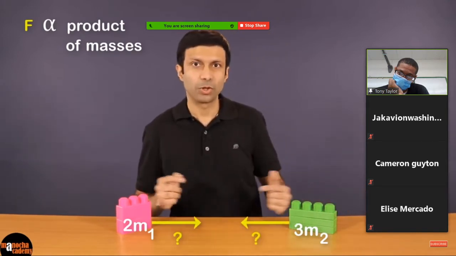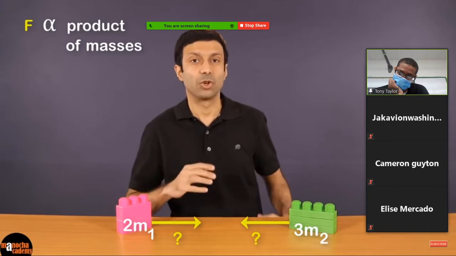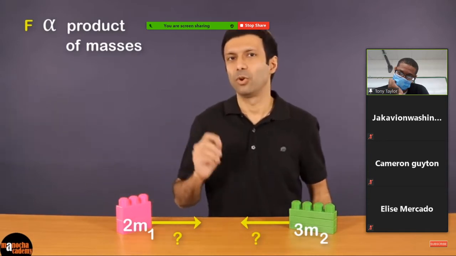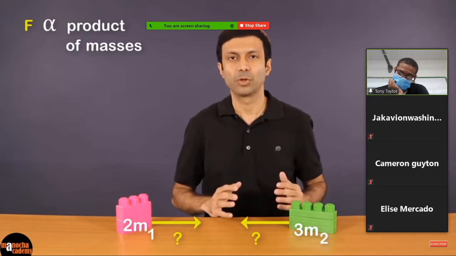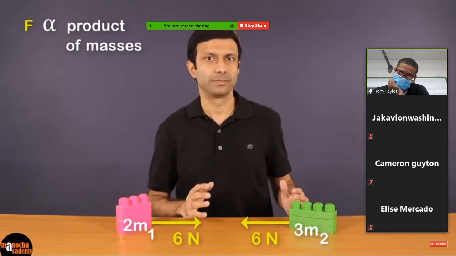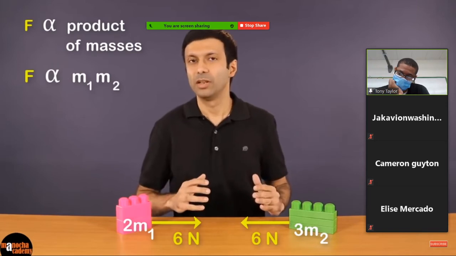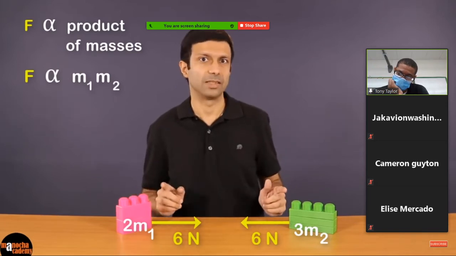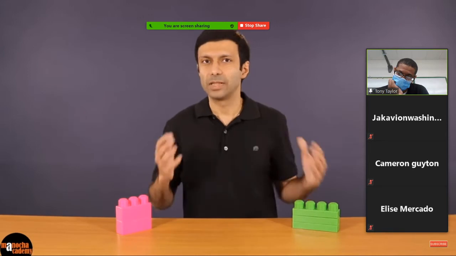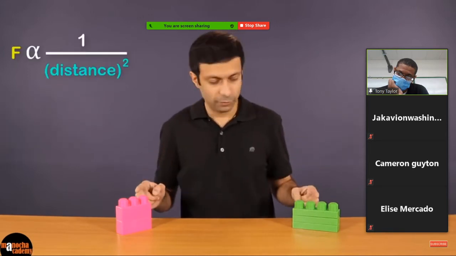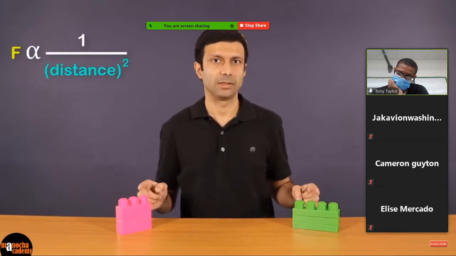Now what is the new force between the blocks? It's going to be 6 times the original force. So the force will be 6 Newton. So the gravitational force is directly proportional to the product of the masses. Force is inversely proportional to the square of the distance between the two bodies.